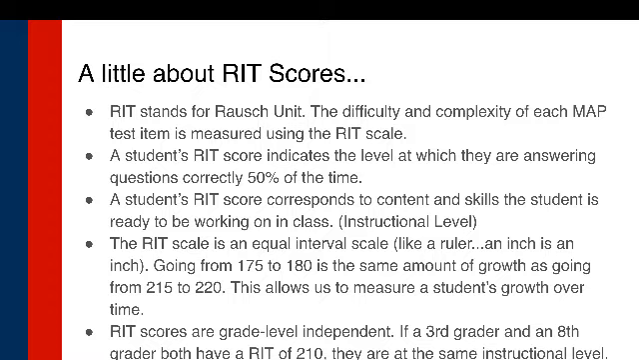When you see a RIT score for a student, that indicates the level at which they're answering questions correctly 50% of the time. So again, when they get one right, it gets a little bit harder. When they get one wrong, it gets a little bit easier. But over the course of that entire exam, the RIT indicates where they scored correctly about 50% of the time.